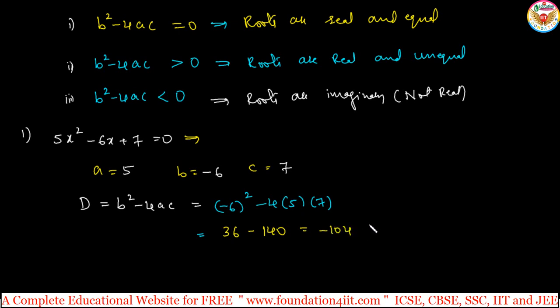This, obviously, we know is less than 0. So we got D value less than 0, which is negative. So the roots are imaginary. Therefore, the roots are not real. If it is greater than 0, the roots are real and unequal. If it is equal to 0, the roots are real and equal. This we can find out without solving.